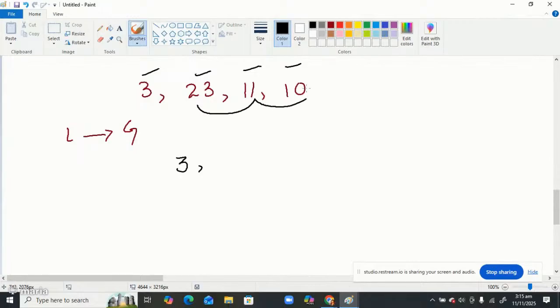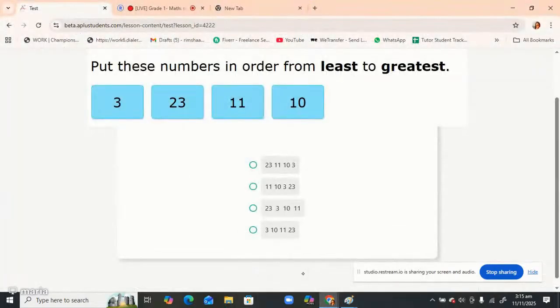Now check in these three. What is the smaller number in all of it? That would be 10. Now only these two numbers are left, 23 and 11. So which number are we going to write? That is 11. And then what comes next in the end? That would be 23. So let's write the answer: 3, 10, 11, and 23. Okay, 3, 10, 11, and 23. That's the last option.